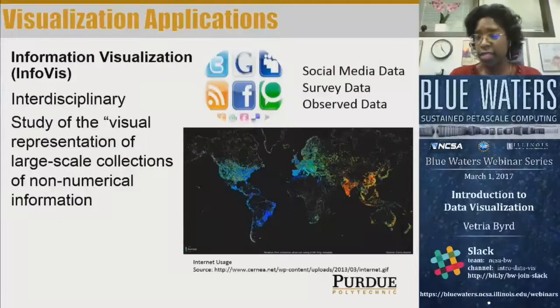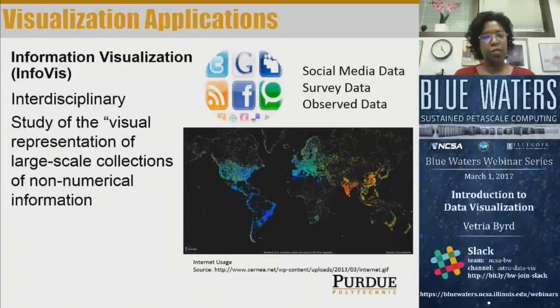What if your data is not biological data? What if it's survey data or social media data? Typically that falls under information visualization or InfoViz. And again, there's a conference or workshop, many workshops. In fact, this week covers all of these types of different visualization applications.